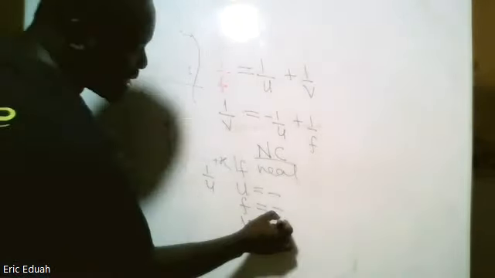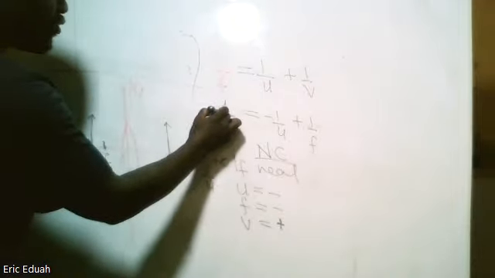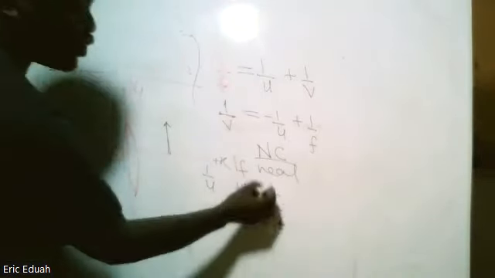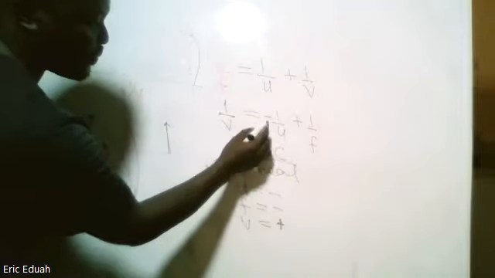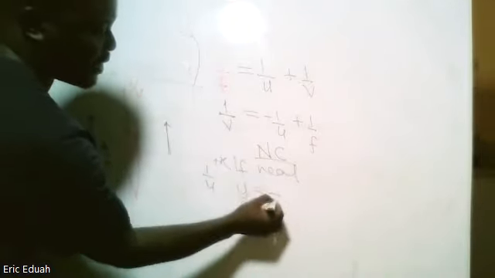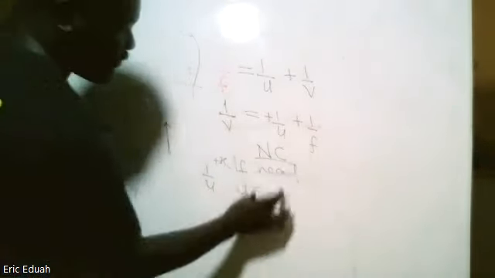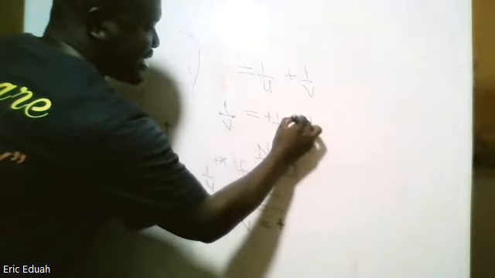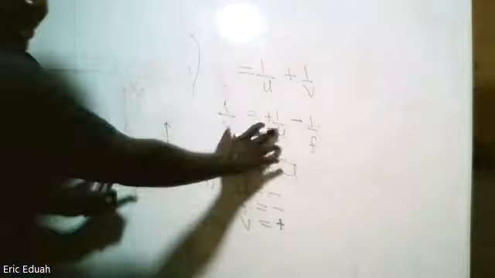So if you attach these signs to it, this is positive. 1 over V is positive. 1 over U would also be positive because negative, negative, so this will be positive. And then F will be minus. Please, are you okay with this?